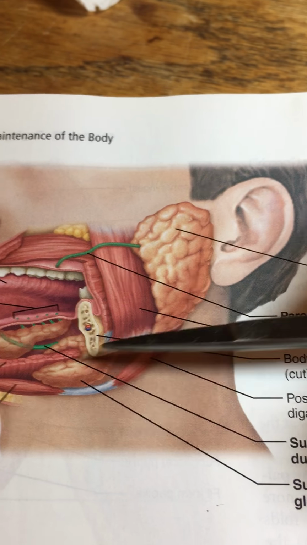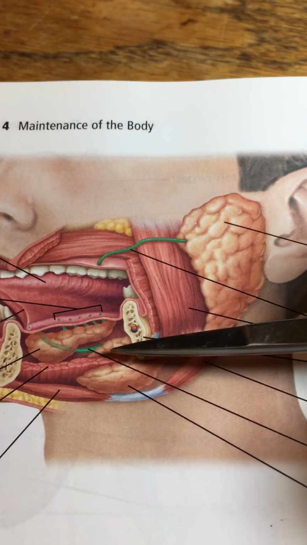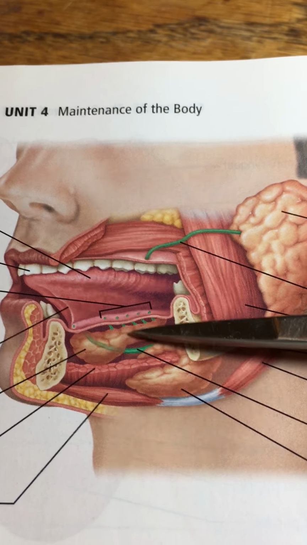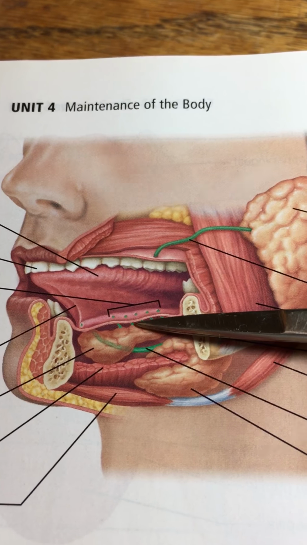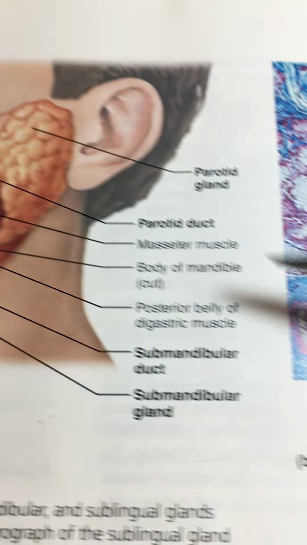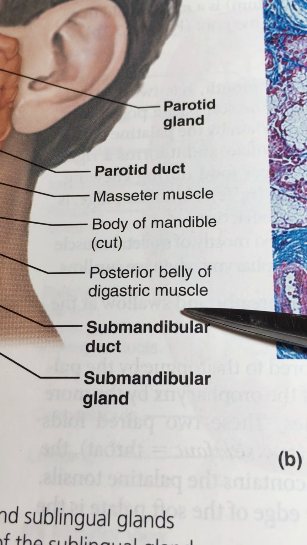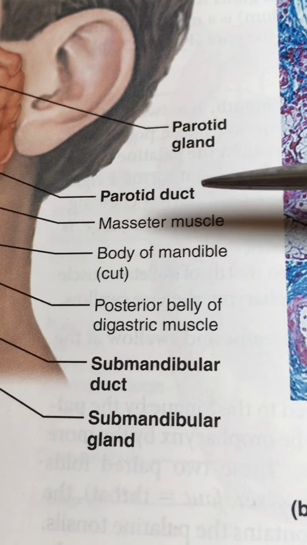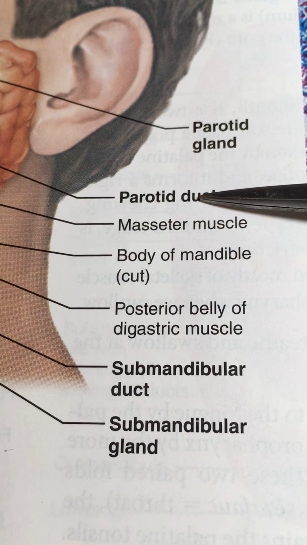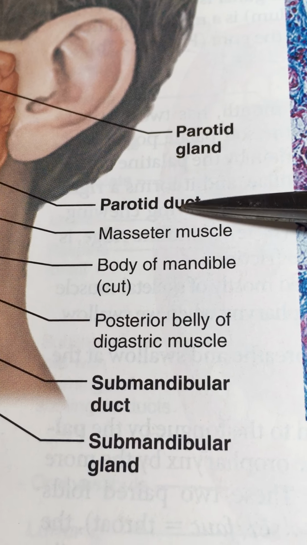submandibular. The submandibular's duct actually passes through the sublingual and exits into the oral cavity through the openings for the sublingual gland. So these are glands innervated by cranial nerve 7, facial. This is a gland innervated by cranial nerve 9, glossopharyngeal.